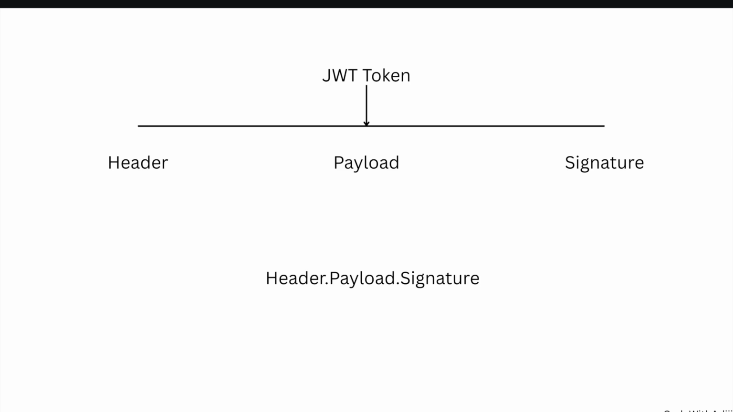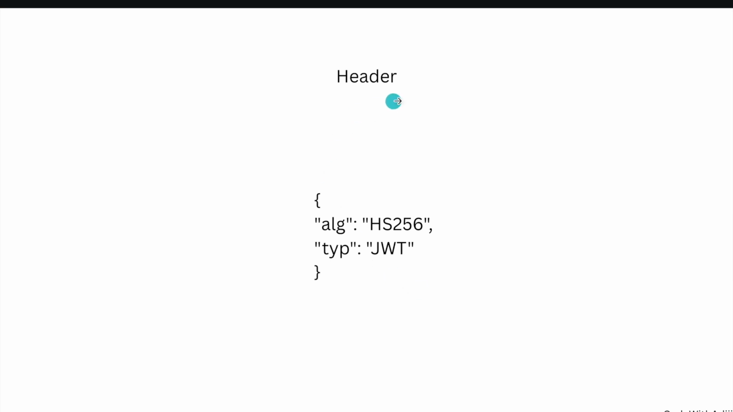Now let's answer the next question. What exactly does a JWT contain? So JWT has three parts: header, payload, and signature. And these three parts are separated by dots. For example, header.payload.signature. Let's understand each one. The first part is the header. The header contains information about the token itself. For example, it tells the server which algorithm was used to create the signature. A typical header looks like this: the type is JWT and the algorithm used is HS256. Think of the header as basic information about the token.